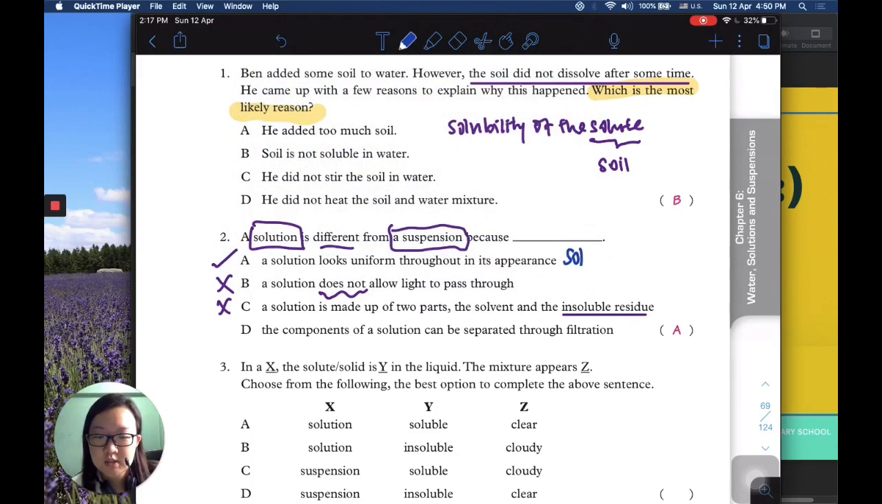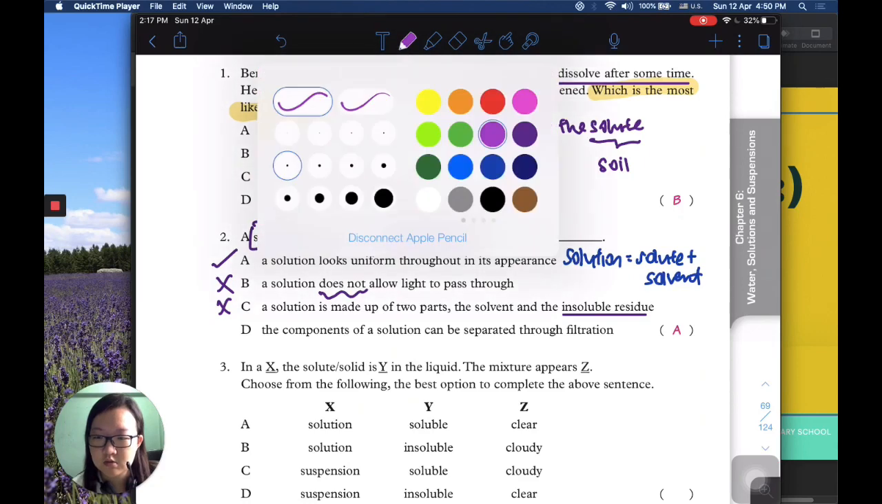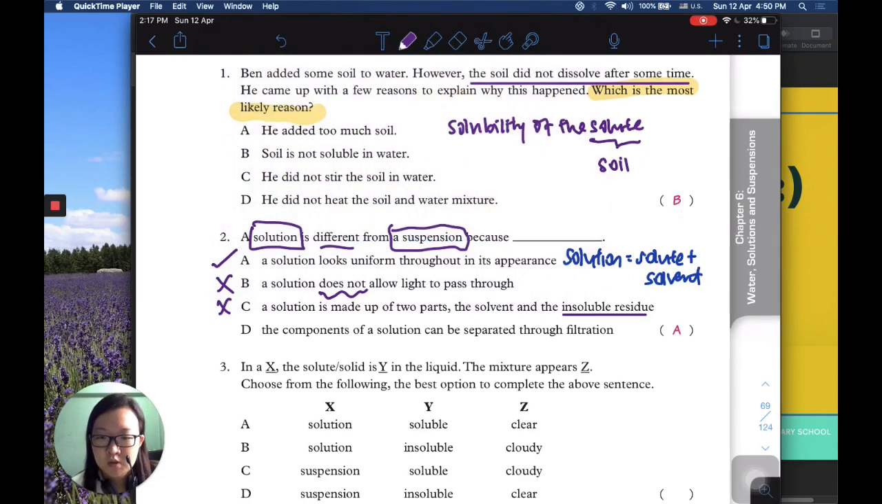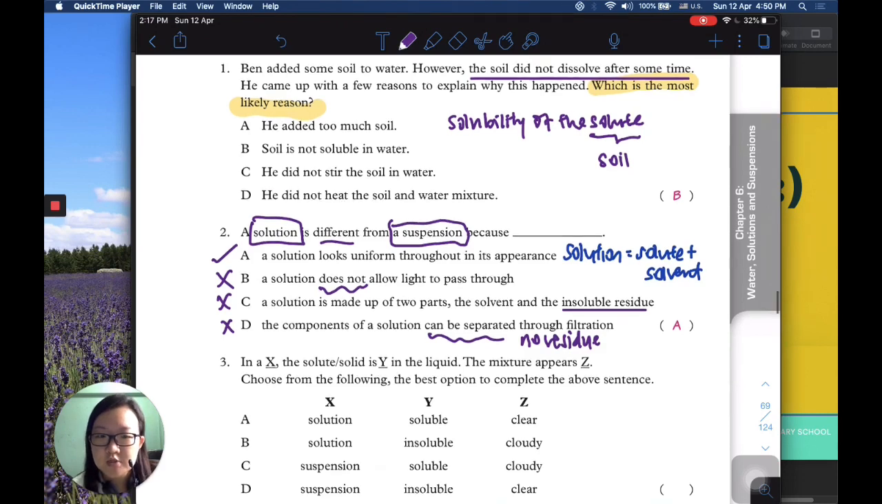As for C, your solution is made up of solvent and solute, in which your solute is fully able to dissolve in your solvent. So in this case, insoluble residue is incorrect. Then moving to D, the components of a solution can be separated through filtration. This is again incorrect because everything has been dissolved fully, so there should be no residue.